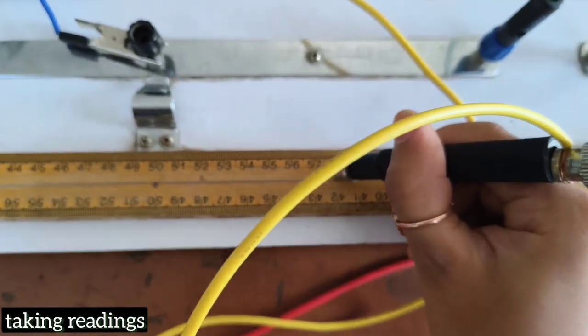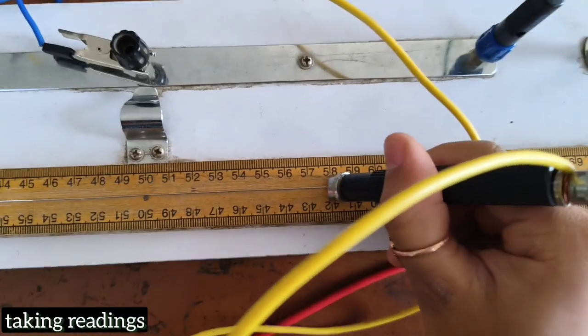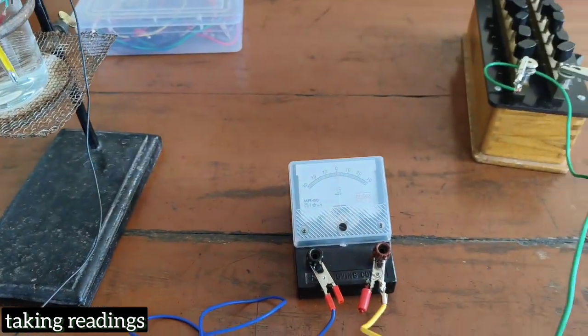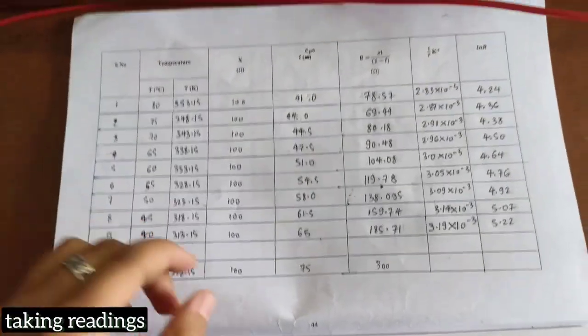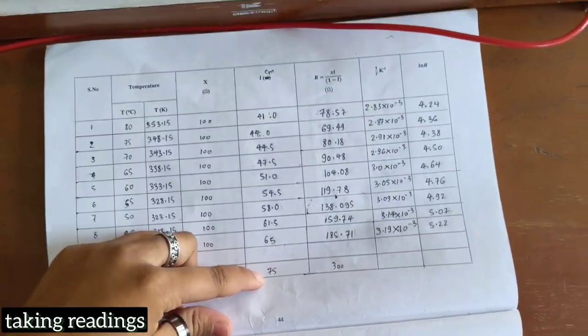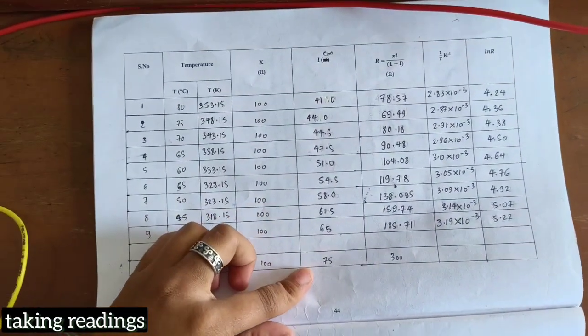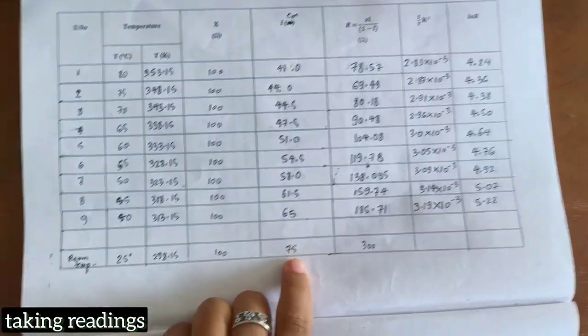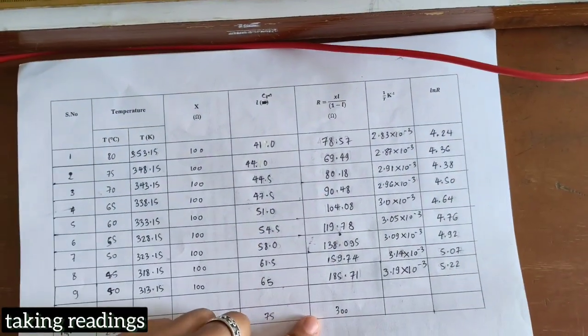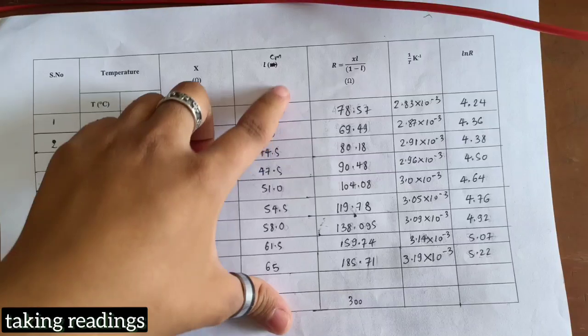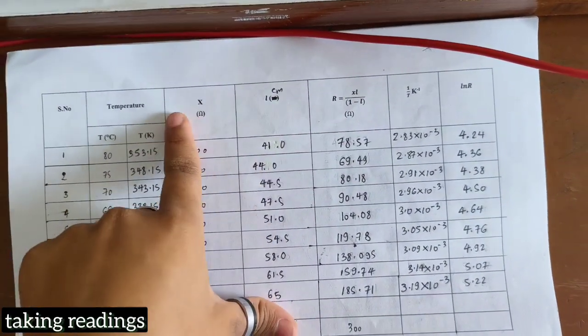So that 0 is at 58 centimeters. So we note that down. It will be different for different apparatus because the semiconductor will be different. So this will be 58 for us, and then you find the R.